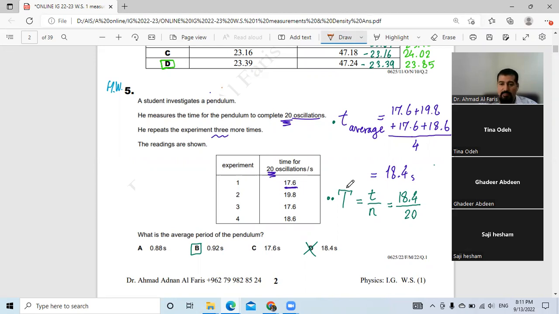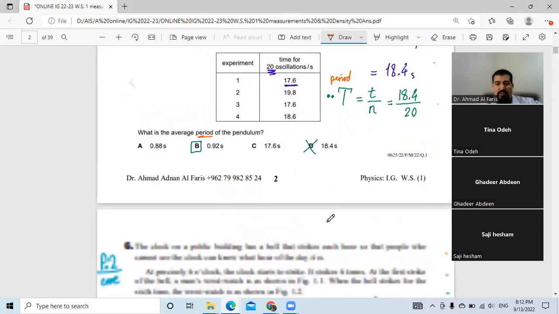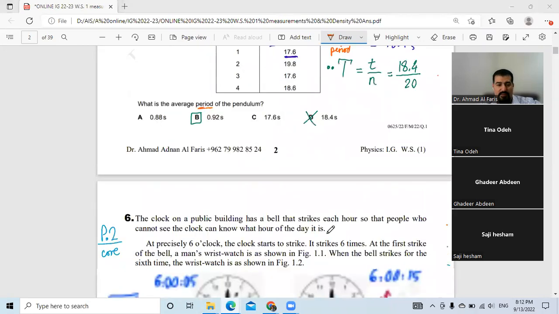What does capital T represent? Capital T represents period, and the small t represents the time, because they ask about the period, the time for 1 complete oscillation. Good. Any question? Okay, let's move on to the next part.